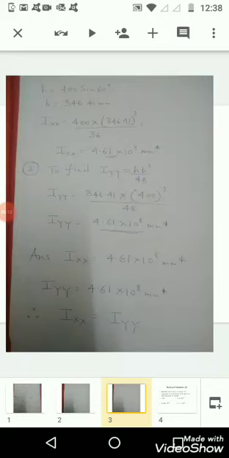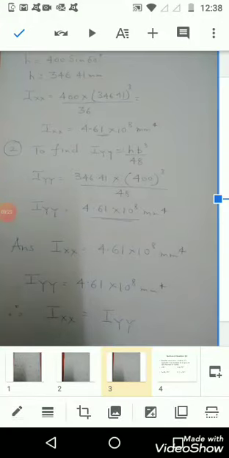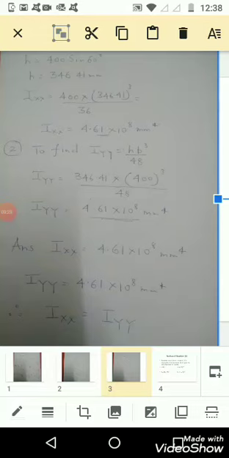Ixx is equal to 400 into 346.41 whole cube divided by 36. So Ixx is equal to 4.61 into 10 raised to 8 mm raised to 4. Next we have to find Iyy is equal to hb cube divided by 48. H is 346.41 into 400 cube divided by 48. Iyy is equal to 4.6 into 10 raised to 8 mm raised to 4. So Ixx is equal to Iyy. In this problem, Ixx is equal to Iyy. Next slide.